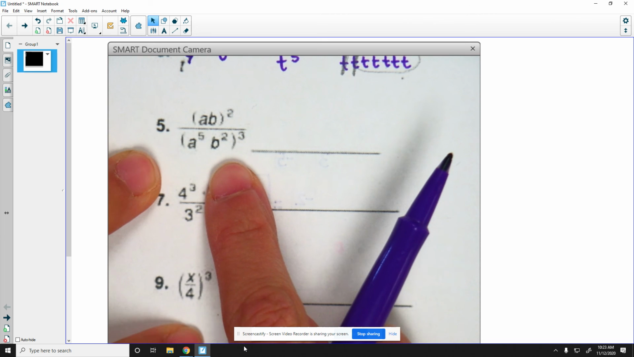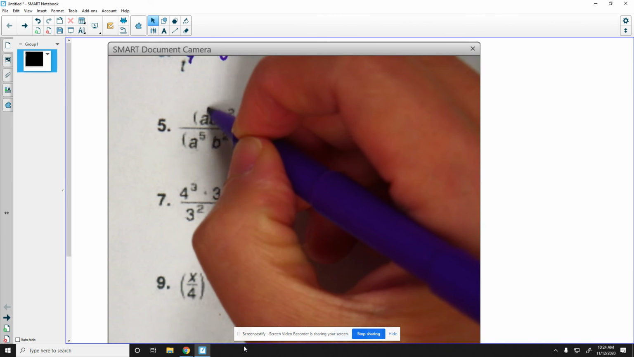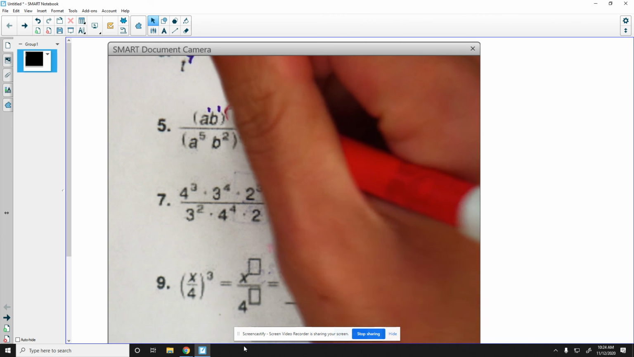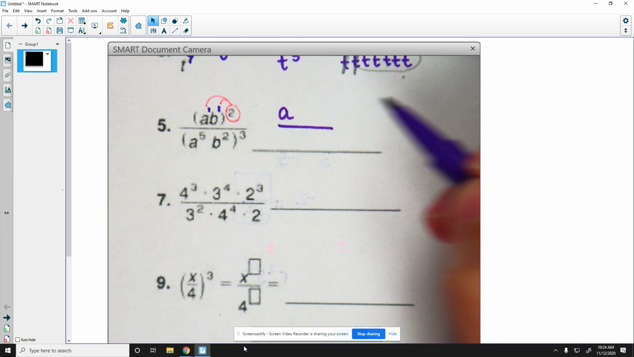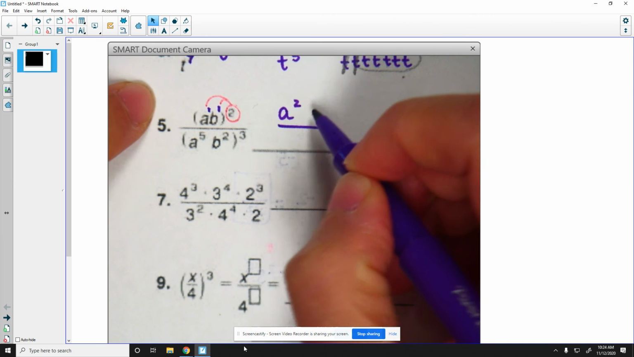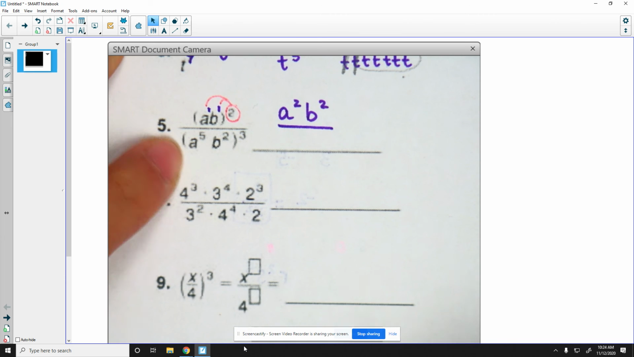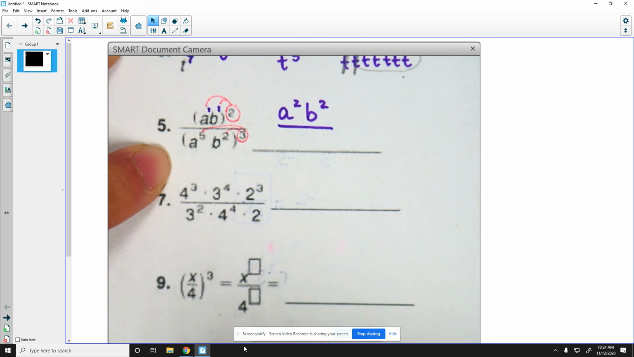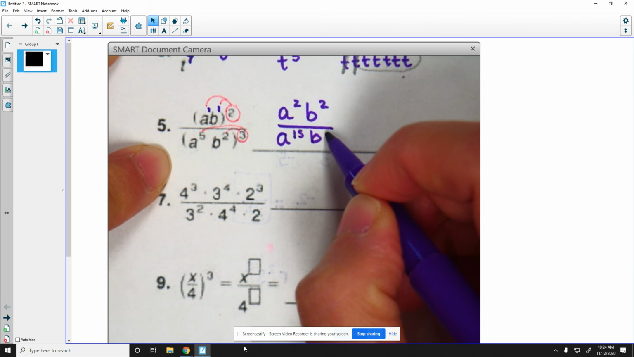So that's my answer. Okay, number 5. PEMDAS tells us exponents go first. So put ones where we don't have exponents. And then you take that 2 and you distribute. So on top, I have a to the 1 times 2 is 2. B to the 1 times 2 is 2. On the bottom, you're taking the 3 and then distributing. So on the bottom, you have a to the 15 and then b to the 6.